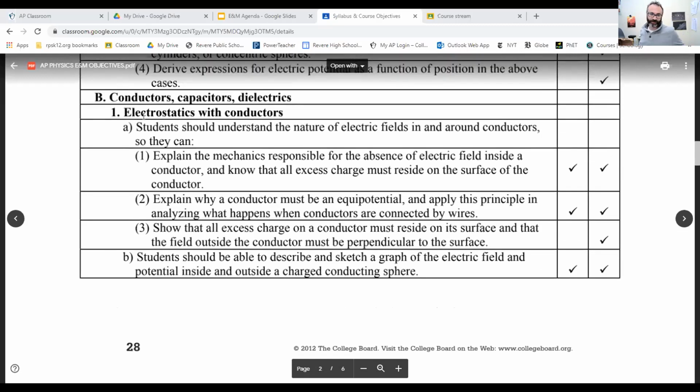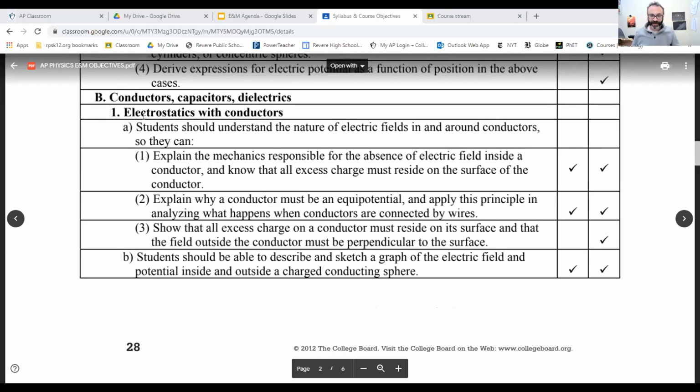Electrostatics with conductors, right? We want to understand the nature of electric fields in and around conductors, so you can explain the mechanics responsible for the absence of electric field inside a conductor, and know that all excess charge must reside on the surface of a conductor.